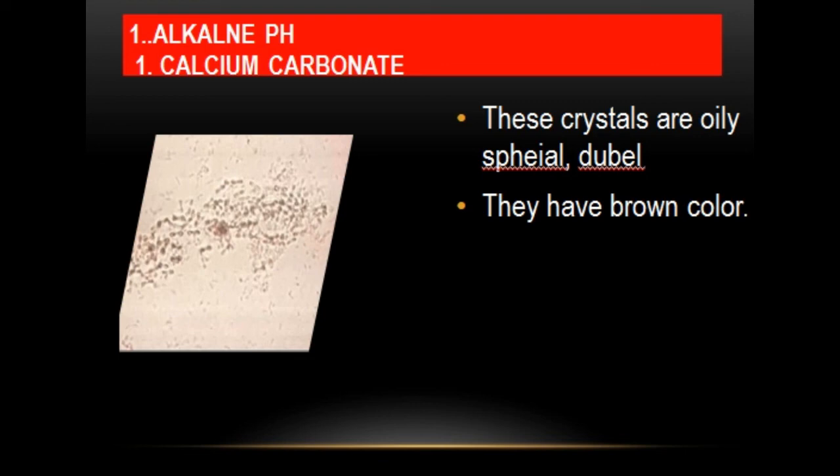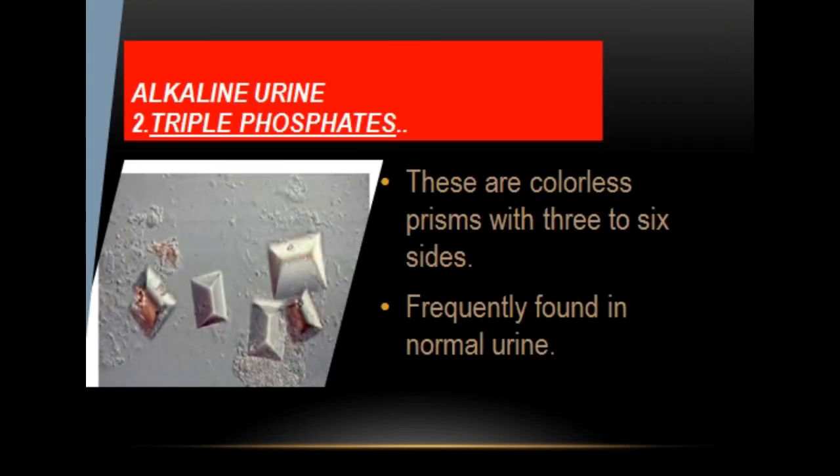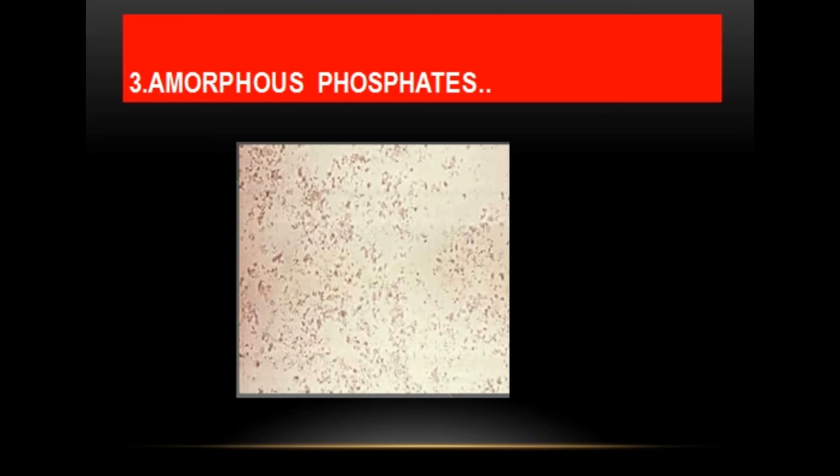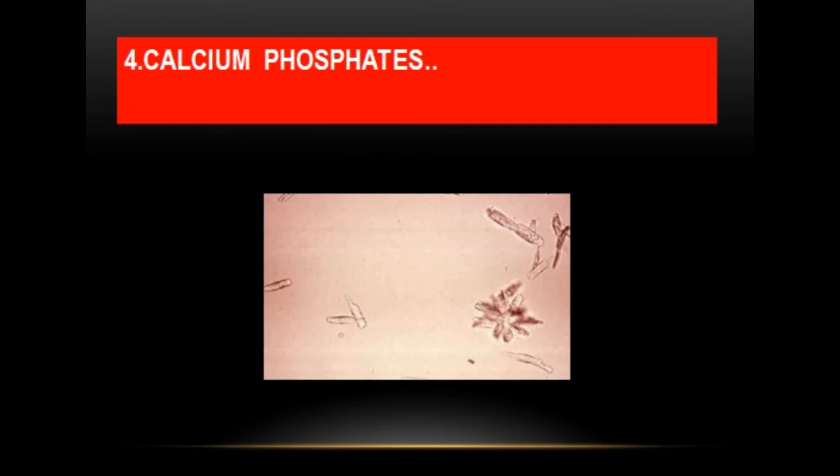Then we have certain crystals which are present in alkaline pH. That is the calcium carbonate crystals, which are oily, spherical, dumbbell shaped, and they have a brown color, and they are usually present with bacteria. Then we have alkaline urine triple phosphate. They are colorless, and the shape is somewhat prism-like, with 3 to 6 sides. Normally they are present in the urine. They have no clinical significance.